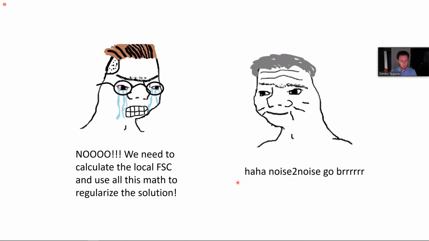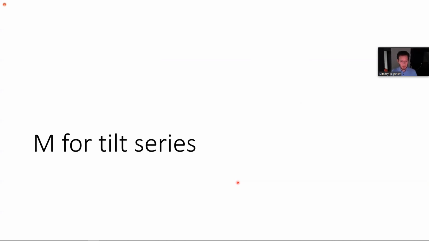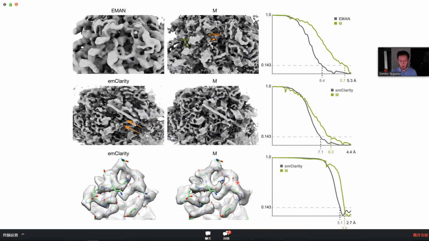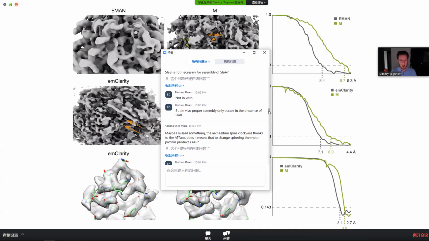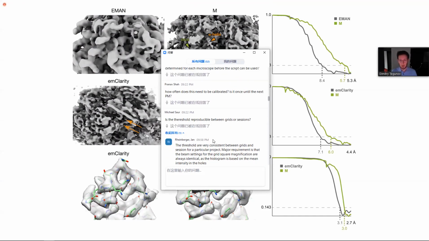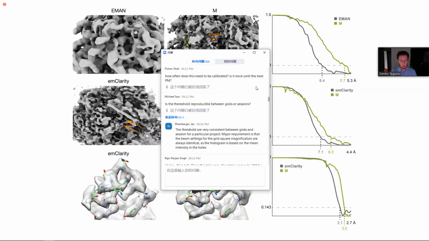Now, as promised, for tilt series, this can use the very same features that you already saw for the frame series data, but now it's applied to tilt series. And the first thing we did, we benchmarked M's tilt series performance on some datasets that were already processed with the currently best solutions, such as the latest EMAN version and EMClarity. And in all of these cases, M, I would say, did quite well compared to the previous results.